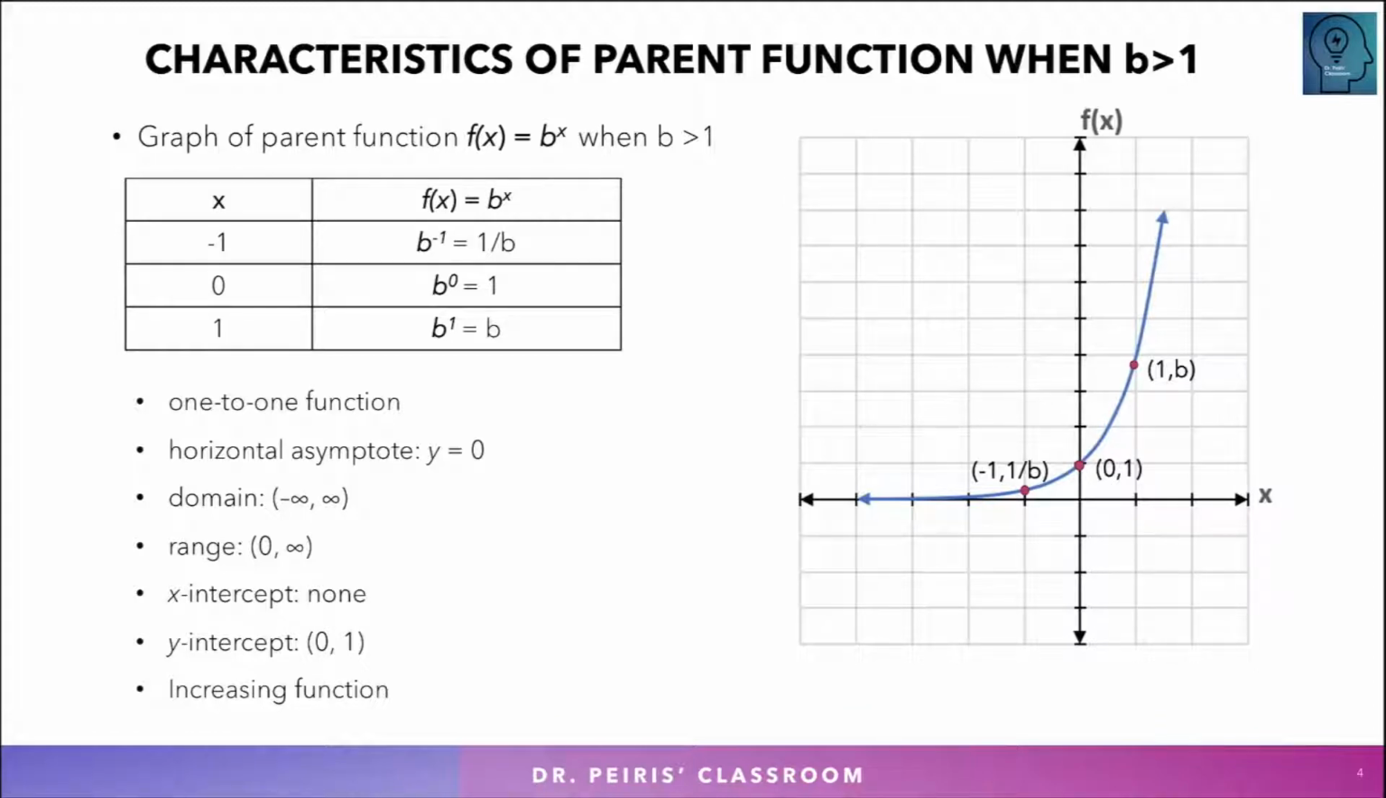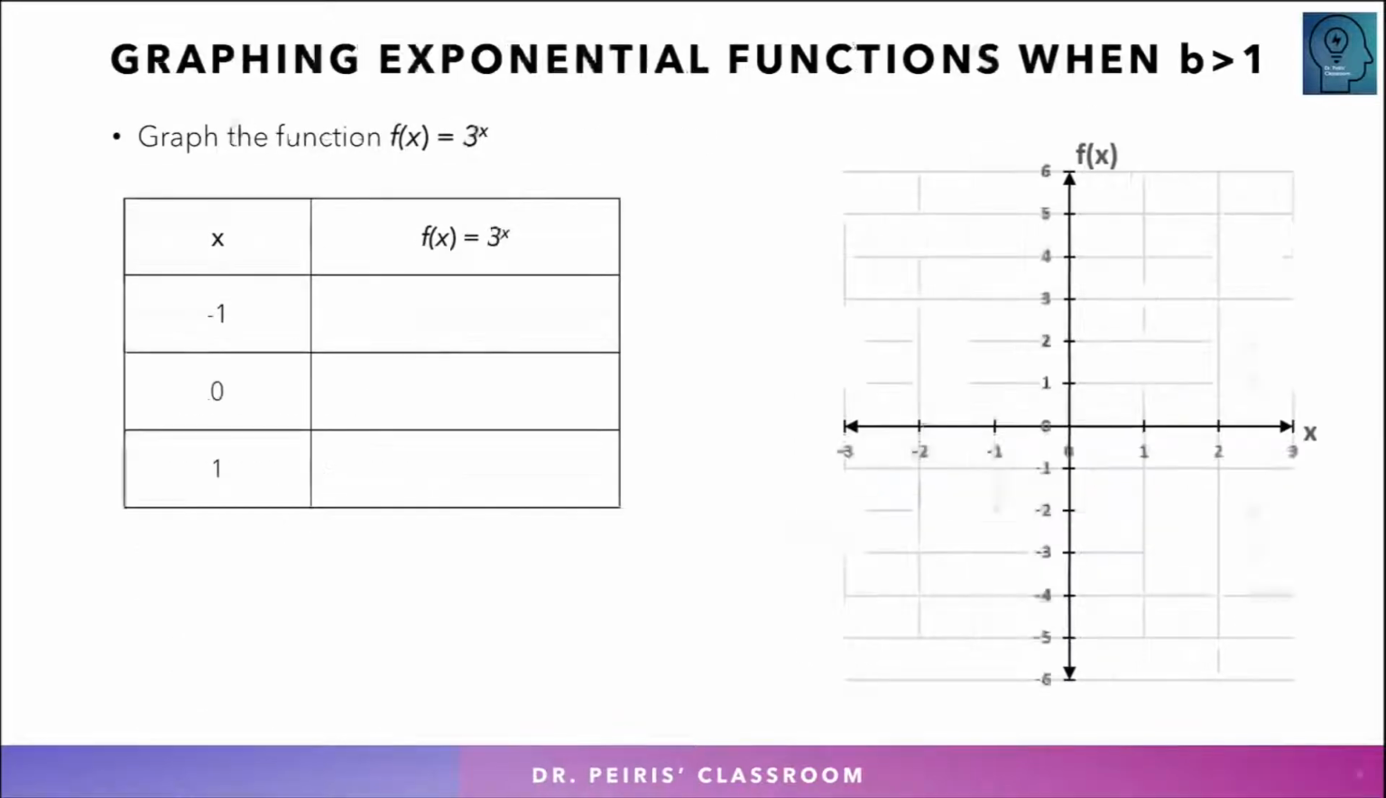Now let's make some graphs using the things that we learned here. We're going to graph the function f of x equals 3 to the x. We always need to choose at least 3 points and then find the corresponding y values, so we can easily draw the exponential function. I prefer to use -1, 0 and 1 because it is very easy to do the math. So let's substitute these x values into the given function.